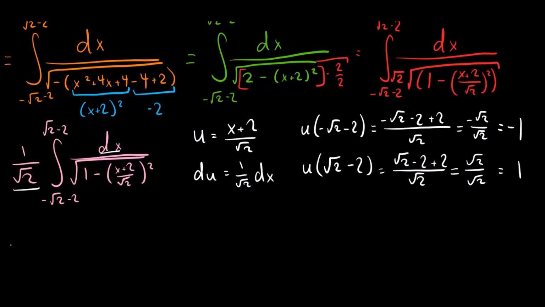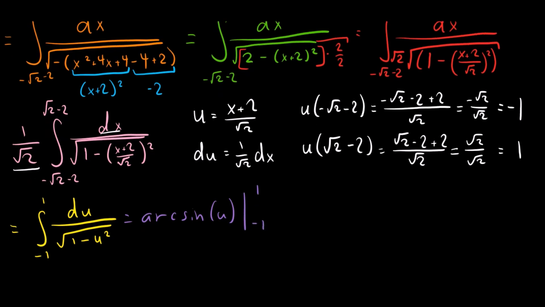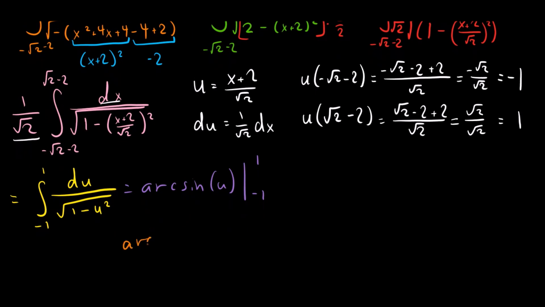So now we end up with just the integral from negative 1 to 1 of du divided by the square root of 1 minus u squared. And now that antiderivative is fairly easy. That is just going to be the arcsine of u. We'll evaluate that from negative 1 all the way to positive 1. And once we do evaluate it, we do just end up with the arcsine of 1 minus the arcsine of negative 1. So let's think about these values.